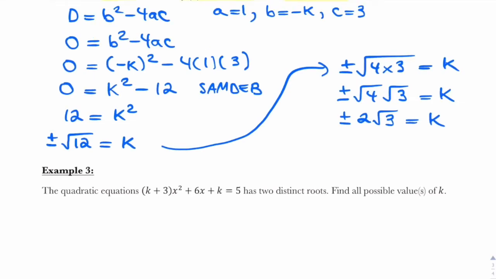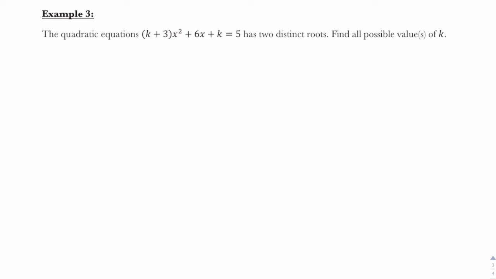Moving on, we have a much more complicated example here. It's very similar to what we did previously, but a little more difficult. Let's take a look. In this example, we're given the following quadratic equation. k plus 3 in brackets multiplied by x squared plus 6x plus k, and that's all equal to 5. We're told that this quadratic equation has two distinct roots, and we want to find all possible values of k to make this true. So remember, anytime a question deals with the number of roots, think the discriminant.